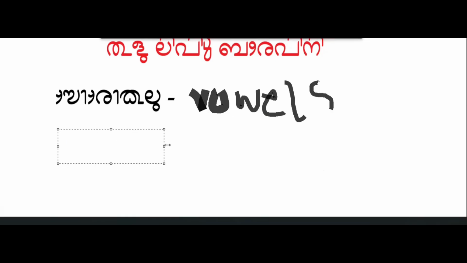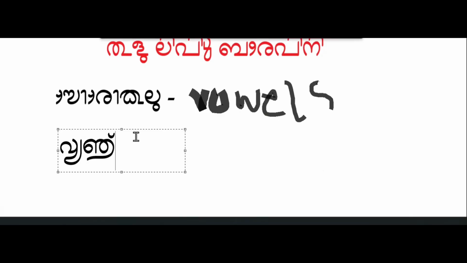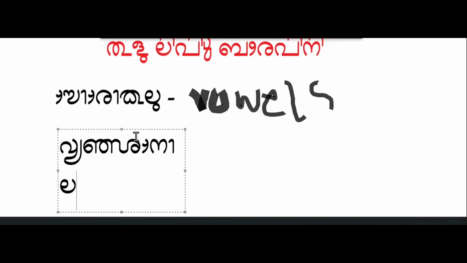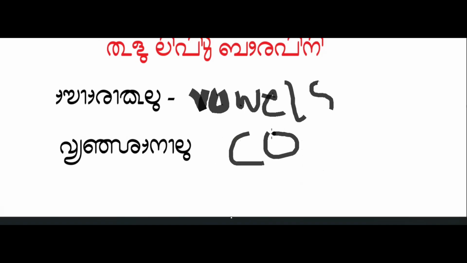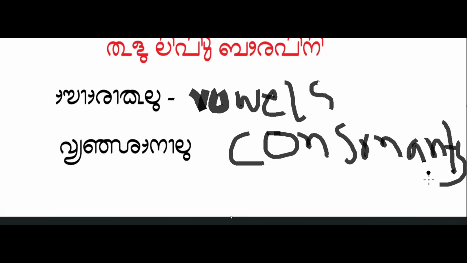Consonant letters are Vyanjanolu. How to write all the things? That stuff we will see in the upcoming classes. So these are consonant letters. Ka, kha, ga, gha, like letters are Vyanjanolu. So next we are going to see combination letters.